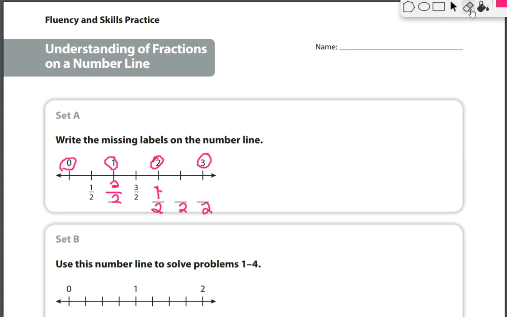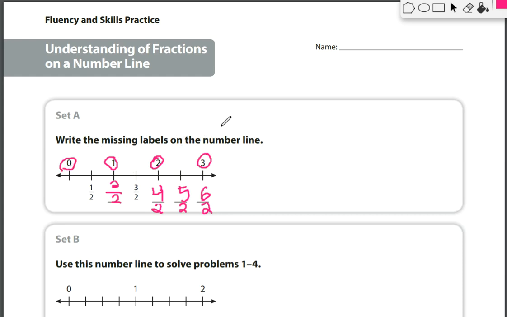4, that's not a 4, that wishes it was a 4. 4, 5, 6. You guys are like, wow, that was easy. But if we don't pay attention to our whole numbers, we would have labeled this in sixths instead of in halves. You must check your whole numbers and then see how much space is between them.